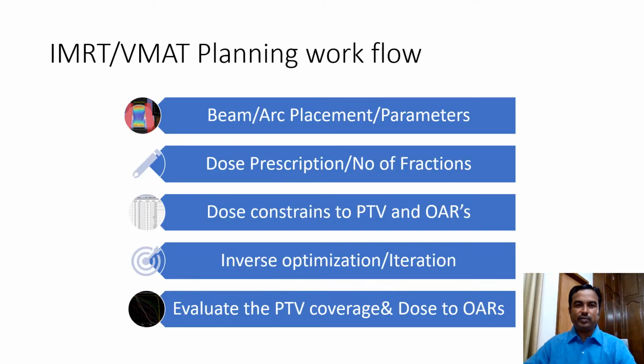This slide shows the workflow of IMRT. It is like any other radiation therapy treatment. It starts from the beam or arc placement and dose prescription. Then we have to give the dose constraints to the treatment planning system as per the radiation oncology requirement, as well as per the standard constraints for the organs at risk. Then we start the inverse optimization planning. We have to do multiple iterations in order to achieve the desired dose to the target as well as to the OARs.